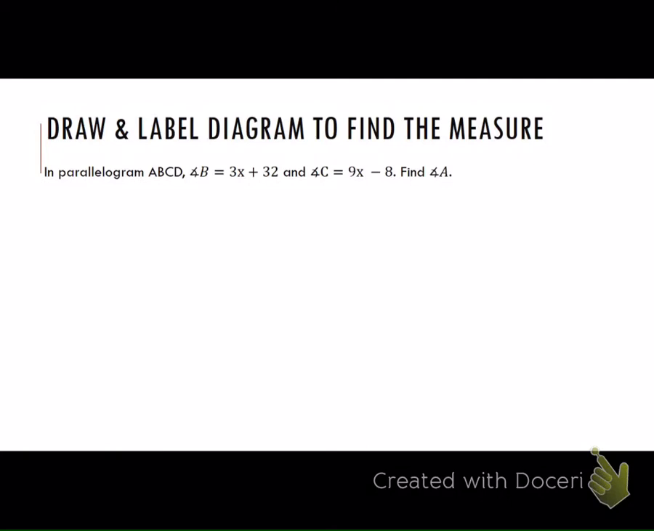All right, so in parallelogram ABCD, angle B is 3x plus 32, and angle C is 9x minus 8. Find the measure of angle A. The measure of angle A is the same as the measure of angle C. So we know that these two are the same, so if we know what C is, we know what A is.